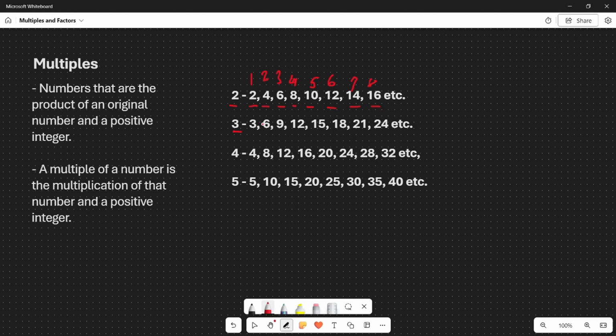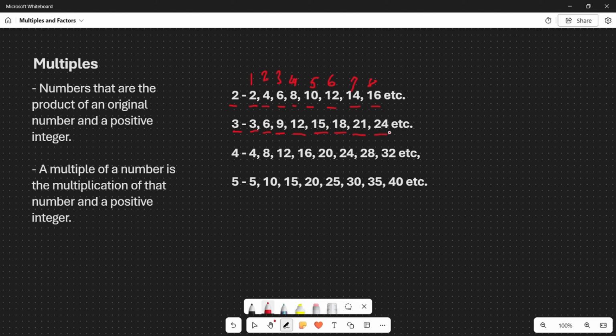The same goes here for 3. 3 times 1 gives you 3, 3 times 2 gives you 6, 3 times 3 gives you 9, 3 times 4 gives you 12, 3 times 5 gives you 15, 3 times 6 gives you 18, 3 times 7 gives you 21, and 3 times 8 gives you 24. You can keep going with 9, 10, 11, 12. It doesn't really matter, but as long as you understand that it must be multiplied by a positive integer, which is a whole number greater than 0, it will be counted as a multiple of that number.